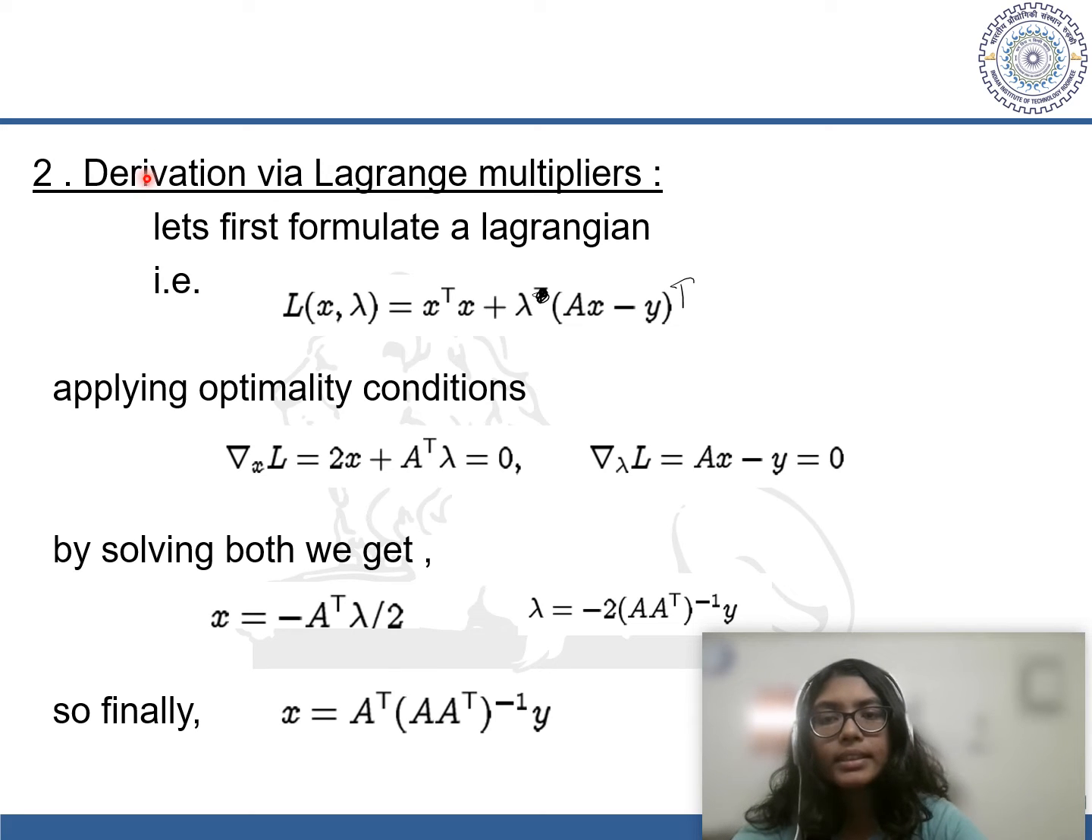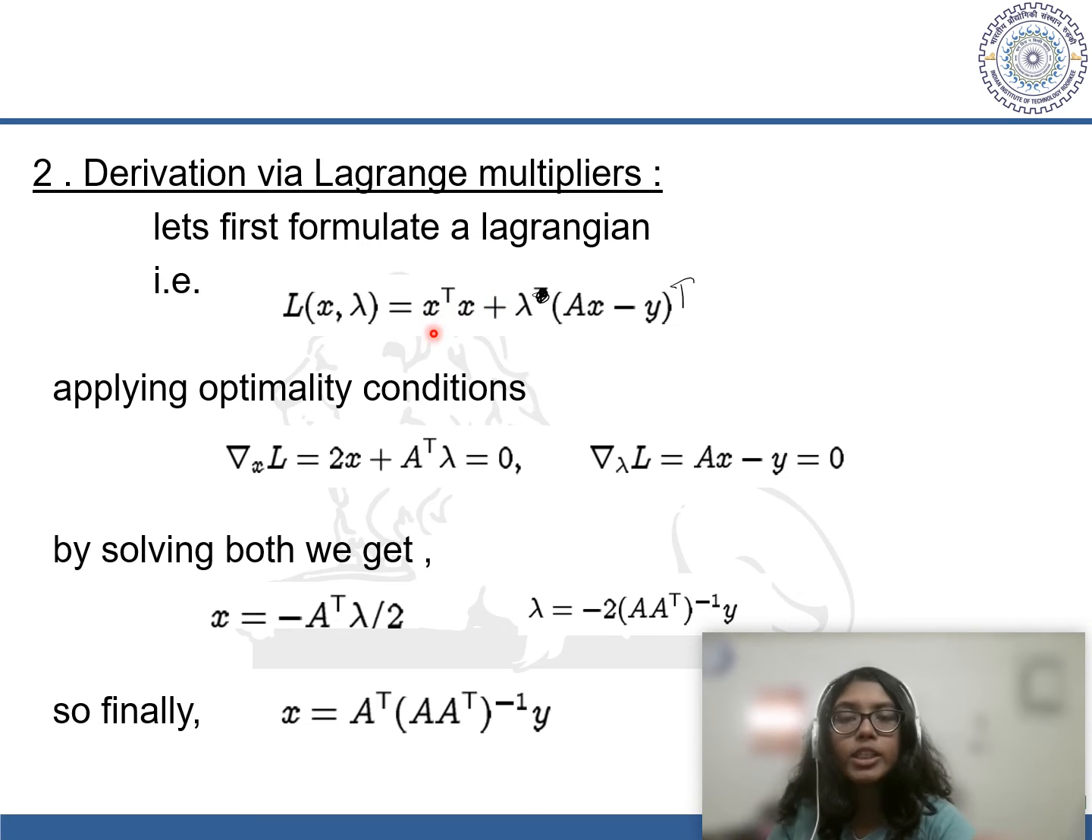This is the second method, for solving x, the derivation via Lagrange multipliers. Firstly, we'll formulate a Lagrangian. That is, we'll write an equation of the form L(x, lambda) equal to x transpose x plus lambda of (Ax minus y) whole transpose. Here, L varies with respect to two parameters: x, which we need to minimize, and lambda, which is the Lagrange parameter.